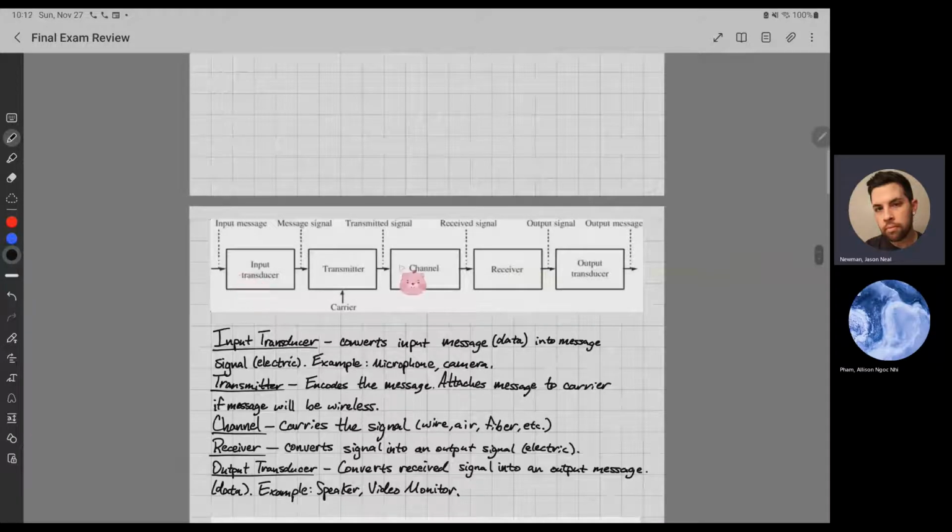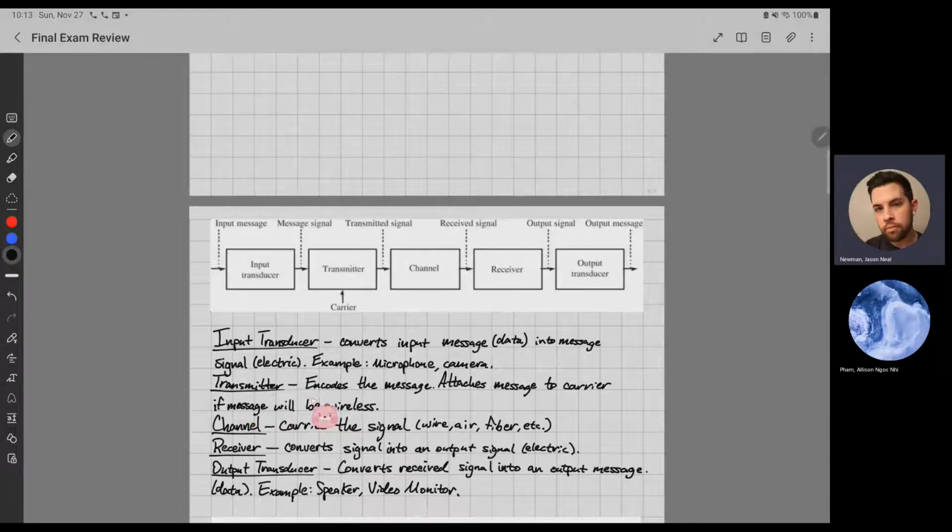Okay, so this thing was on the final, and I think it still is, and you need to know it. I'm just going to briefly talk about each one of these. So the input transducer converts input message or data into a message signal, which is electric. An example of this would be a microphone or a camera, and that's the input transducer. And a lot of this stuff, this is what I was talking about when it comes to just memory. You just need to basically memorize all of these steps. It sucks, but that's what's got to be done for this part of the final.